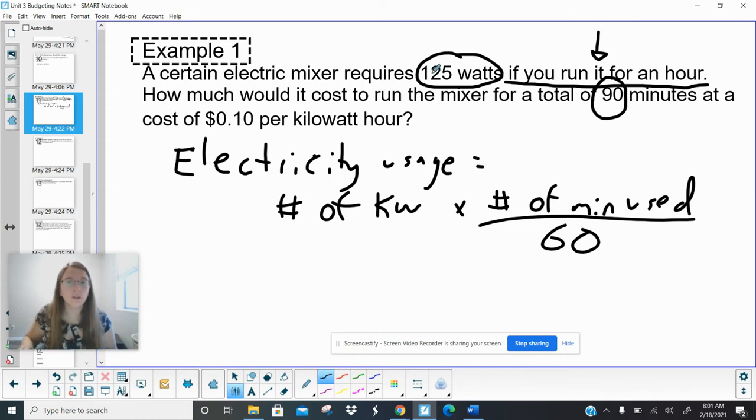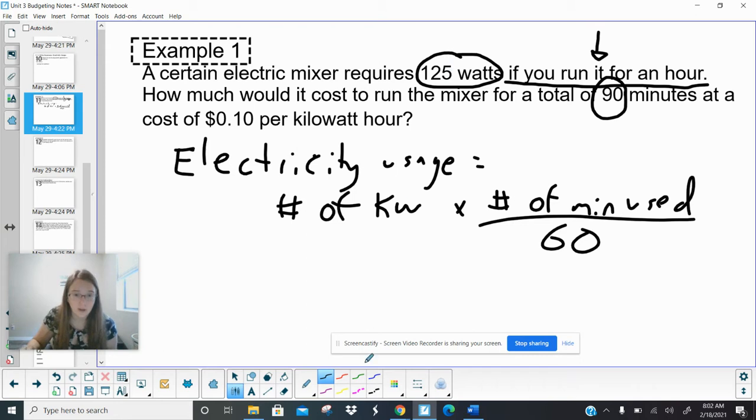Because again, you only use 125 watts if you run it for an hour. So if you run it for 30 minutes, well, 30 divided by 60, that's a half, right? It's half an hour. If you run it for 120 minutes, 120 divided by 60 is 2 hours, and that should make sense. So we're going to plug in here and see how much we actually used, because we used more than 125 watts.